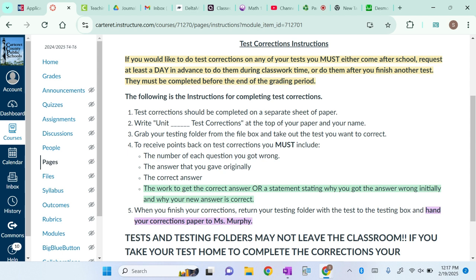Now, when you finish with test corrections, you will hand them to me. Don't put them in the box, don't put them in your folder, put them in my hand. Otherwise, I will not grade them. If you want test corrections and you want that grade, give them to me, because I know myself, I will forget they exist. So put them in my hand. Physically say, Ms. Murphy, here's my test corrections. All right, cool, I'll put that grade in. So make sure that your tests always go back in the folder and back in the proper spot of the hanging folder.